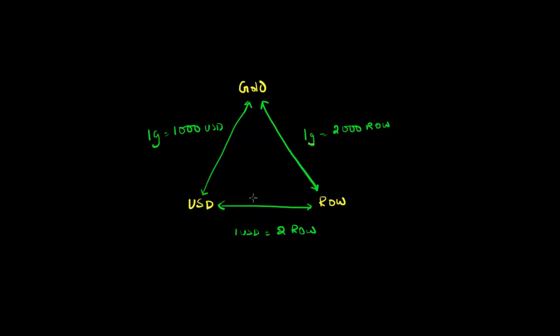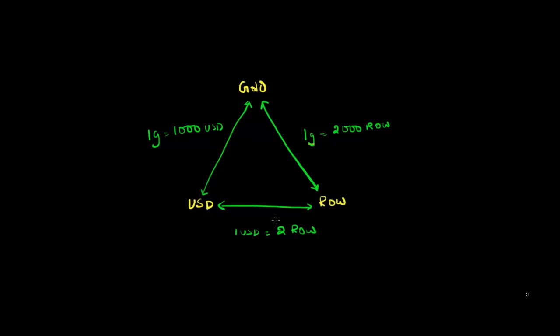And finally, we know from the previous videos that defining these two exchange rates defines a third exchange rate between gold and rest of the world currency, such that 1 unit of gold is equal to 2,000 rest of the world currencies. Now let's ask ourselves the following question.